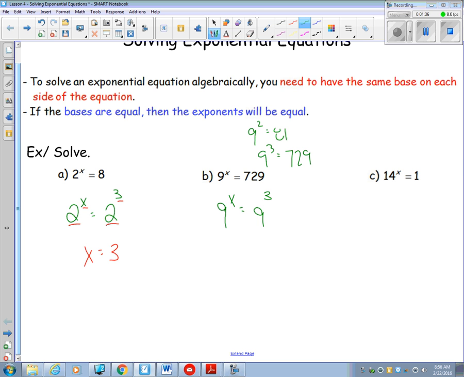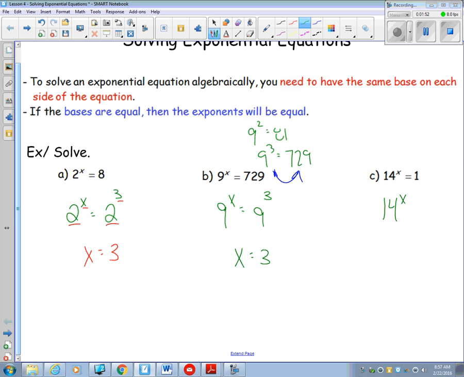Well, 729 can be written this way, right? These two things are basically equivalent, so I can replace 729 with 9 to the 3. In other words, x has to equal 3. My bases are the same. My exponents are the same.